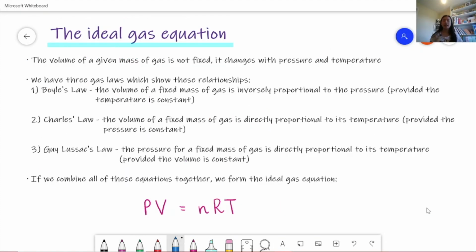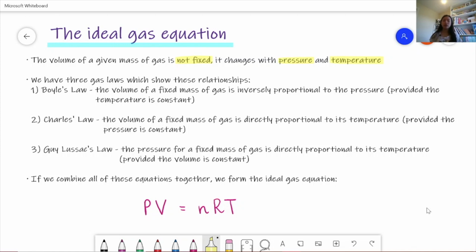Now we're going to talk about the ideal gas equation. The main point about gases is that the volume of a given mass of gas is never fixed, because it can change with pressure or temperature. So the ideal gas equation looks at the relationship between volume, pressure, and temperature. And we actually have 3 gas laws which show the relationships between volume and pressure and temperature.